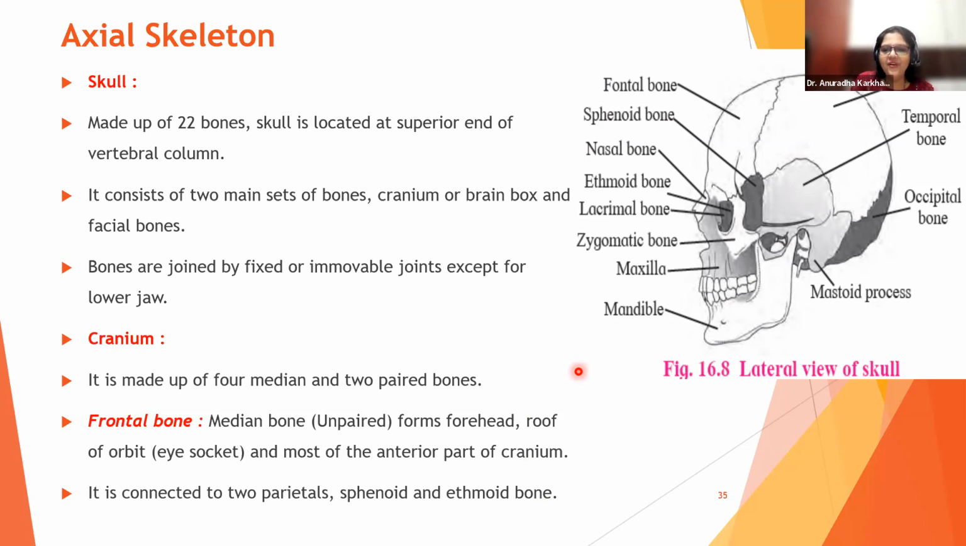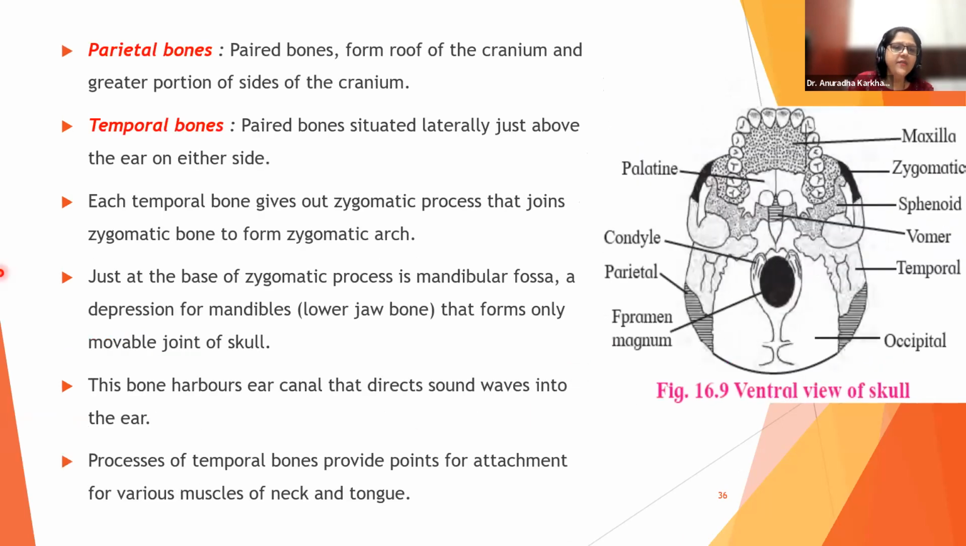Okay, so yeah, in the diagram also it is seen actually. Then you have got something called the parietal bones, which we just now saw. Paired bones form the roof of the cranium and greater portion of the sides of the cranium. As I told you, this portion where my hand is right now, that is the parietal bones. Temporal bones, paired bones situated laterally just above the ear on either side.